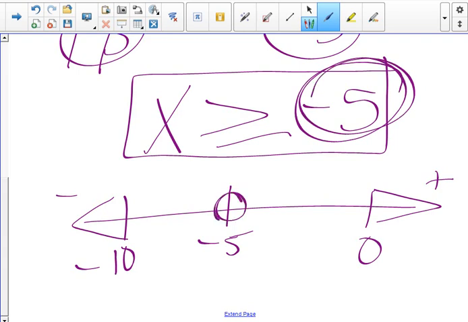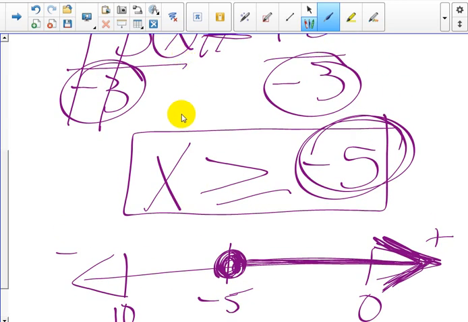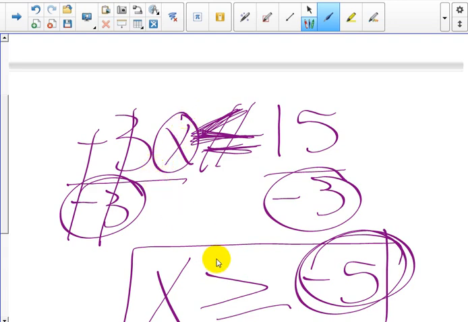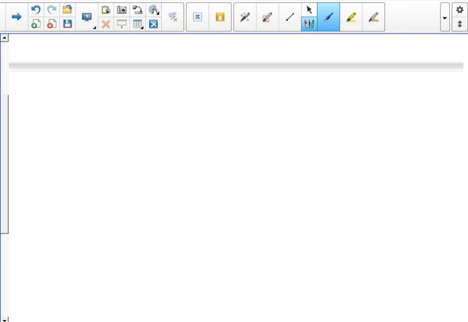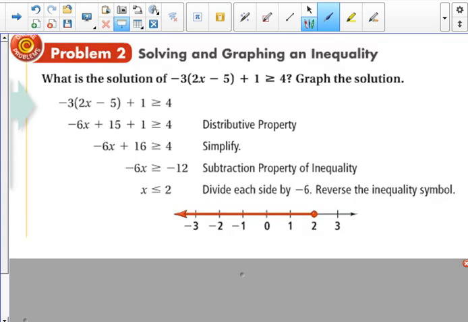So now I'm going to look at my symbol. It's greater than or equal to. Because it's equal to, I'm going to fill in my circle. And it's greater than, so it's going to move to the right. So this is how you work these guys, okay? Any questions? So if you're solving and you have to multiply or divide each side by a negative number, you've got to flip the sign, all right? And this is Algebra 1 review. So you should have done this in Algebra 1 already.